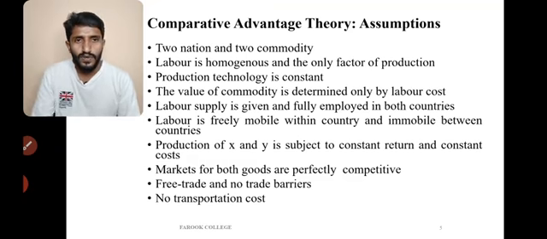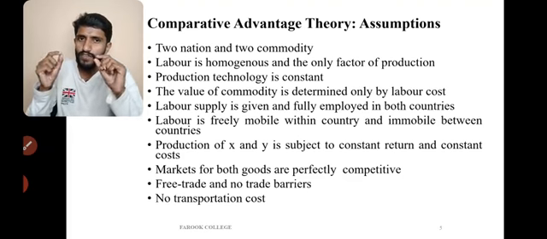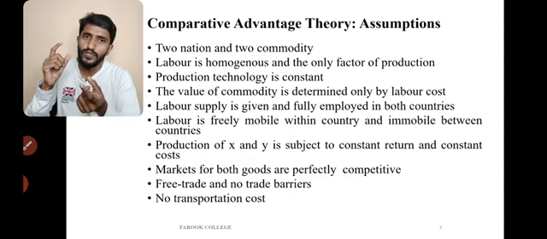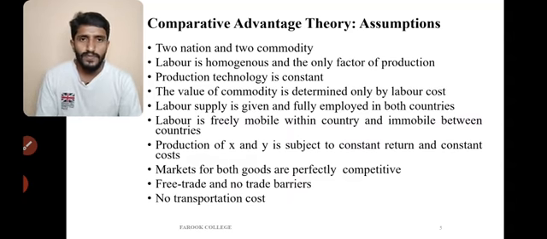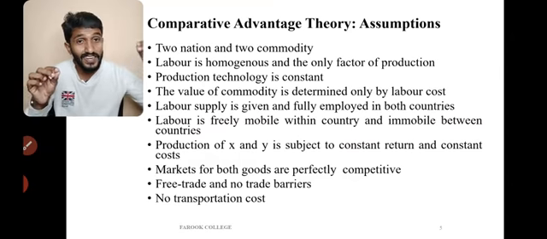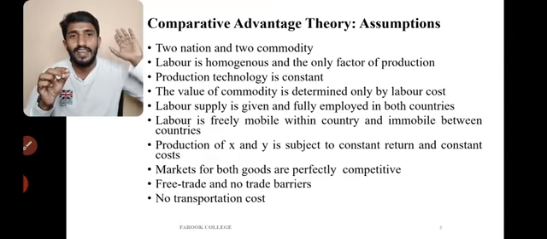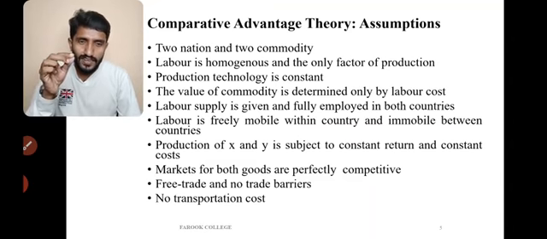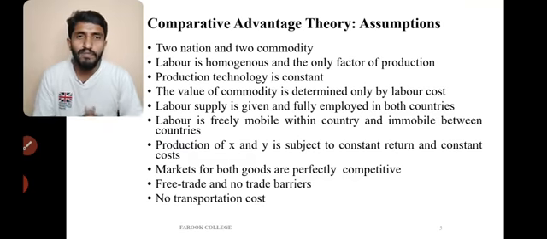Next, markets for both goods are perfectly competitive. As in the case of classical theory, they believe in perfect competition. Only then is there a possibility of determination of price and quantity according to demand and supply. So markets for both goods are perfectly competitive, and there is no intervention by the government, as we said, laissez-faire. And next is free trade and no trade barriers.